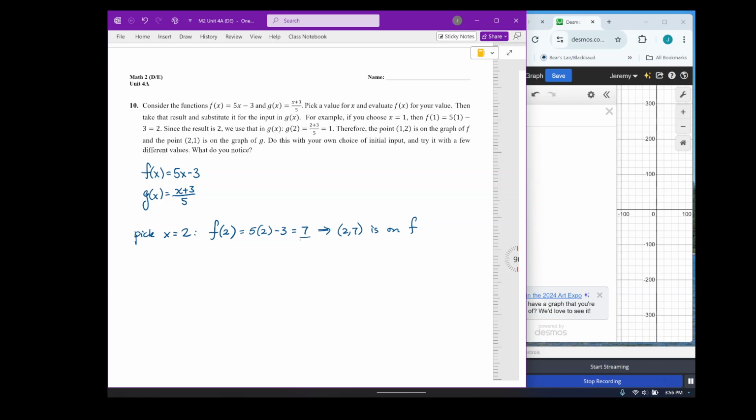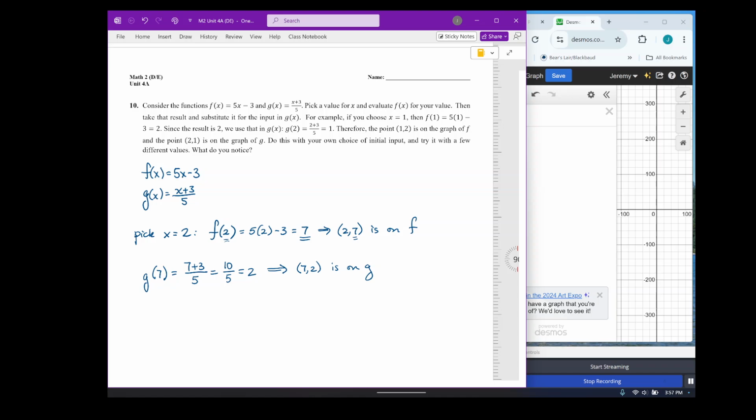Okay, 7 was the output, right? 2 was the input. So we picked the value for x and evaluated f of x for that value. Then take that result, the 7, and substitute it in for the input in g of x. So now we're going to take this 7 and plug it in to g of x. So now what we want is g of 7. That's going to be (7 plus 3) divided by 5, which is 10 over 5, which is 2. So that tells us that the point (7, 2) is on g.